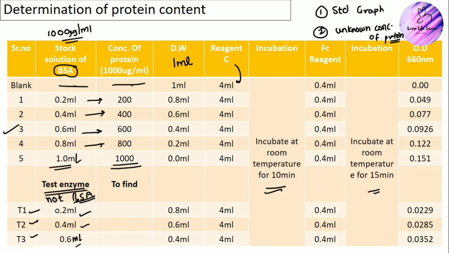We will have to find the concentration of these three test tubes with varying enzyme concentration. So just continue the protocol given above. Add distilled water and make up to 1 ml, then add reagent C, then incubate it, then FC reagent, then incubation and then absorbance at 660 nm. Now I have given here examples of absorbance. You can consider it for the study.